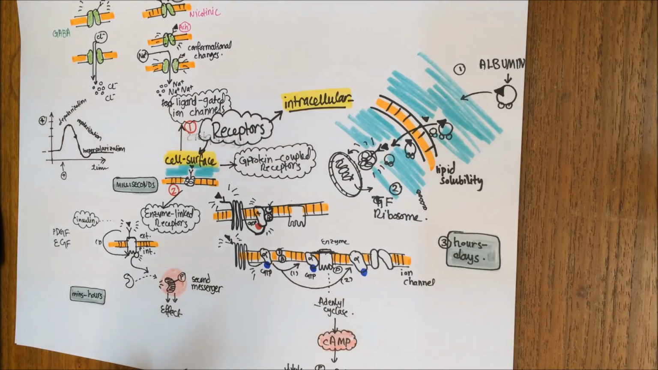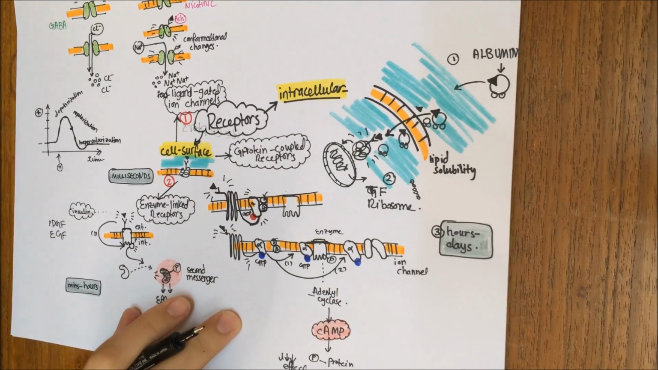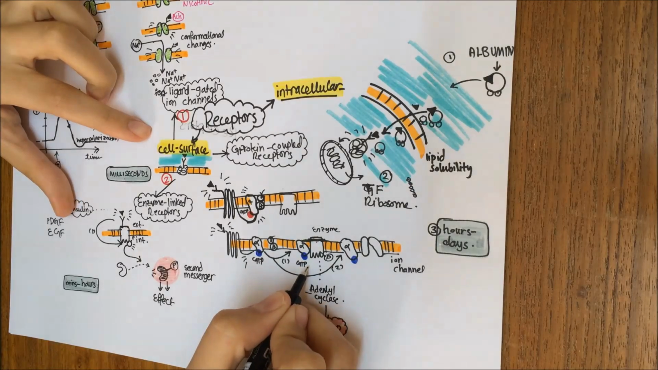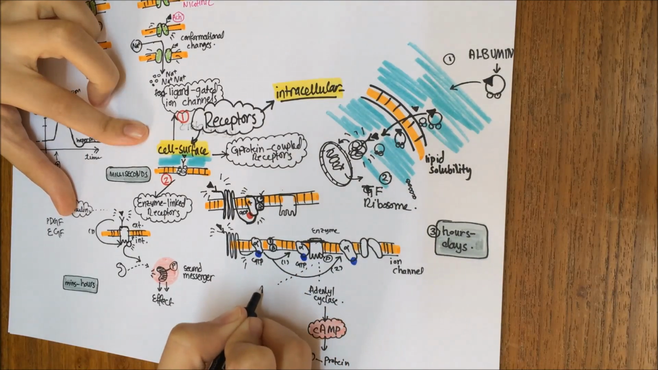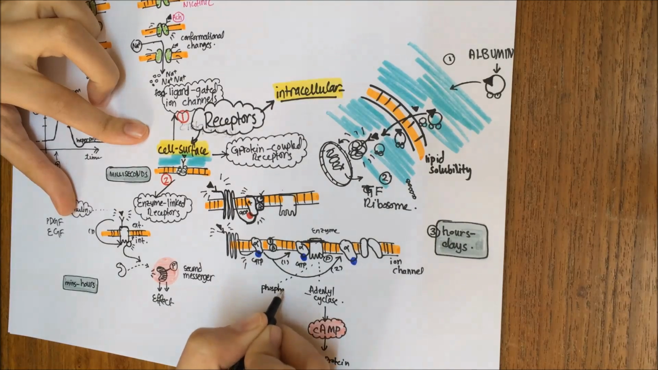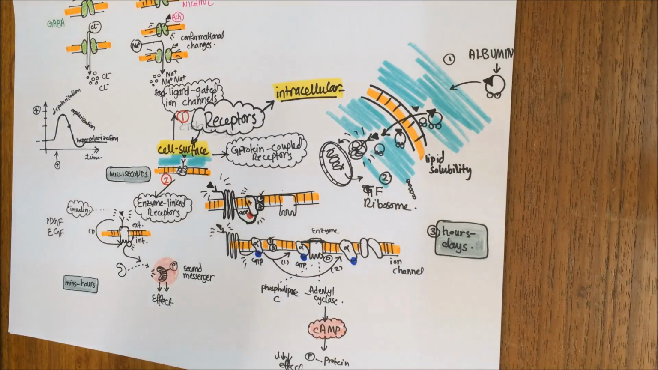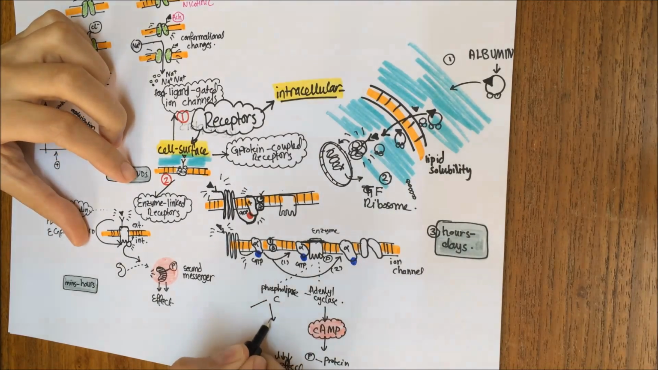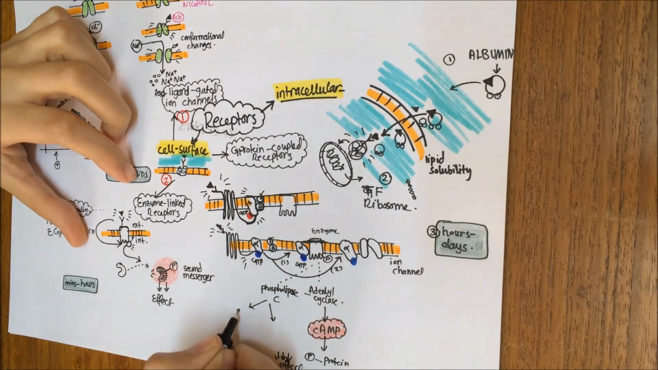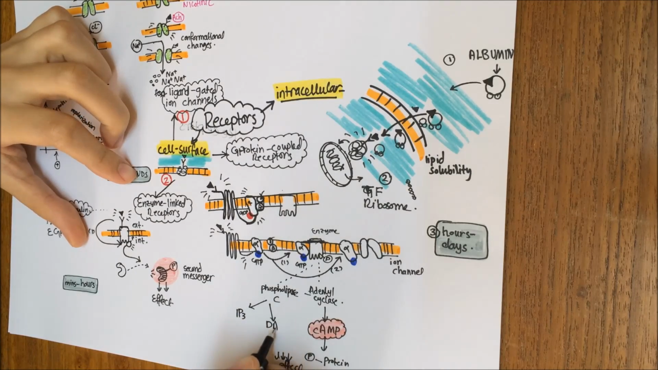Okay, now if we take the adenylyl cyclase as an example, you should know that the alpha subunit, when it goes to the adenylyl cyclase, and this is a very important example and the most abundant example, it will also activate what we call the phospholipase C. This phospholipase C will activate the IP3 and the DAG.